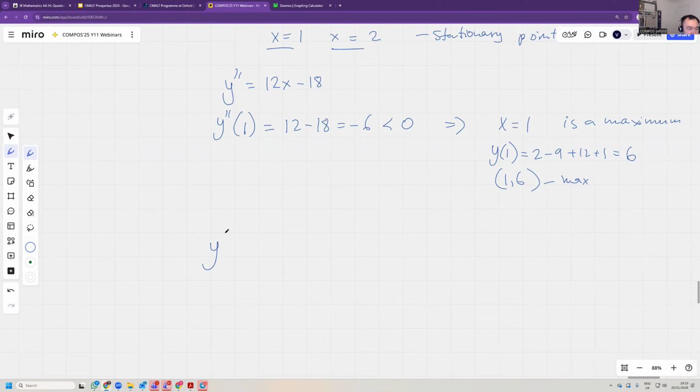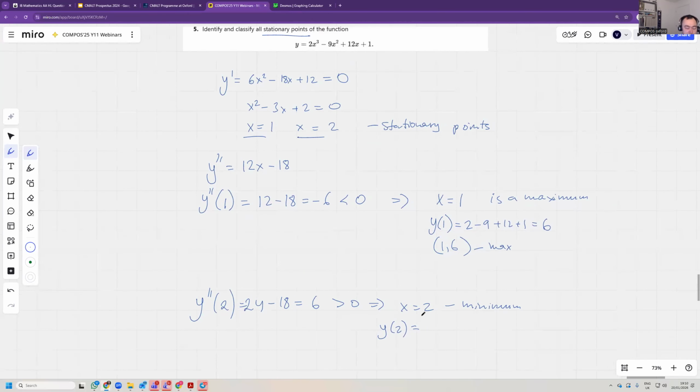Now, y double dash of 2, that's the second stationary point, is 24 minus 18, that is plus 6. That's positive, therefore x equals 2 is a minimum. Then y of 2, find the value.